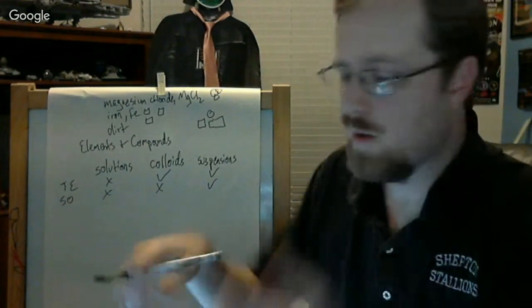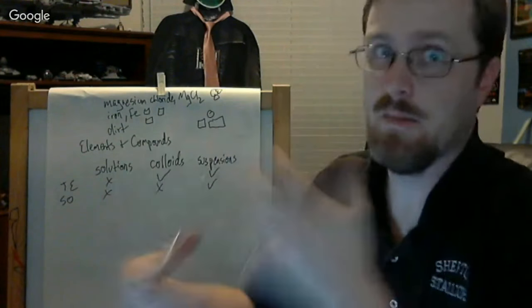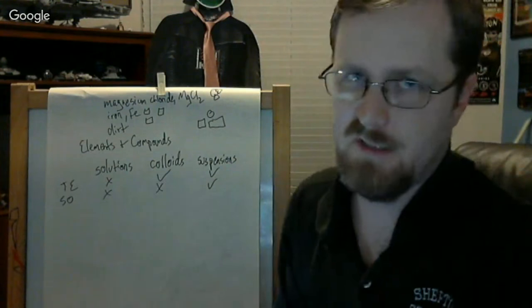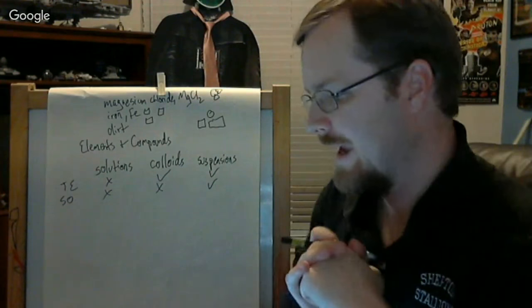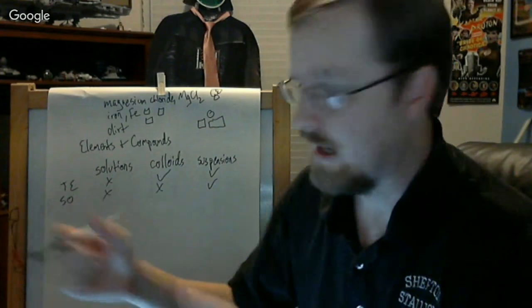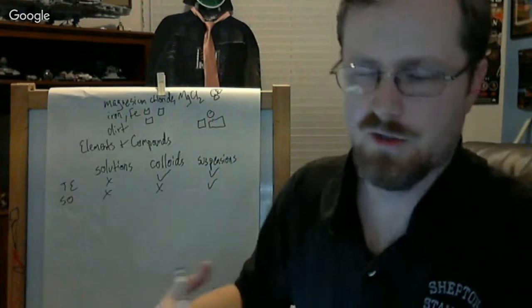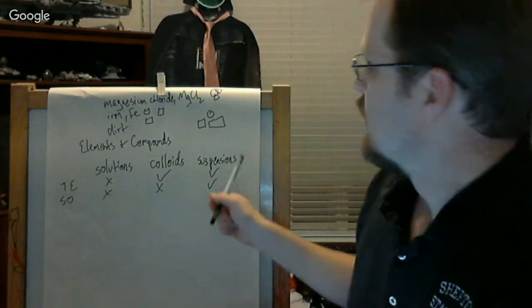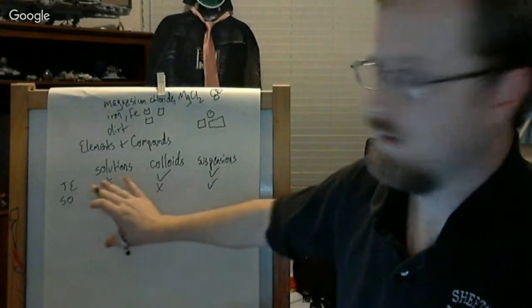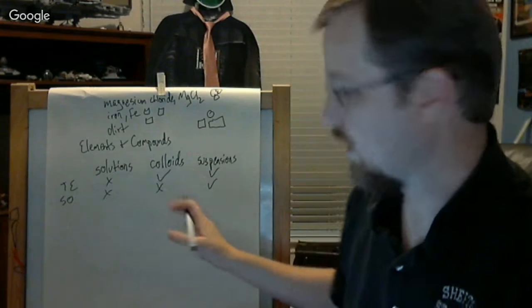So anything that you have to shake up and stir up in order to get it to get back together, that's a suspension, okay? Any substance that you have in the fridge, you pull out the bottle, and on the bottle it says shake well before using. Those are suspensions, okay? So it's actually very easy. If you're just looking at these two things, it's very easy to identify what's what.